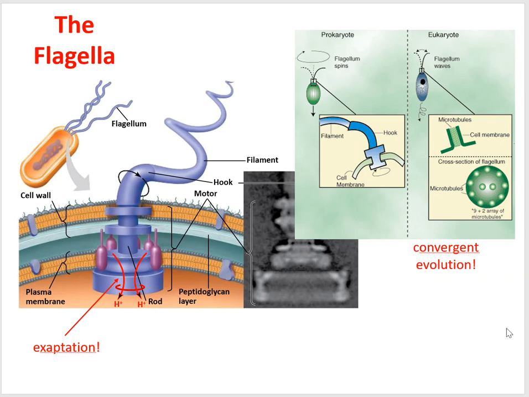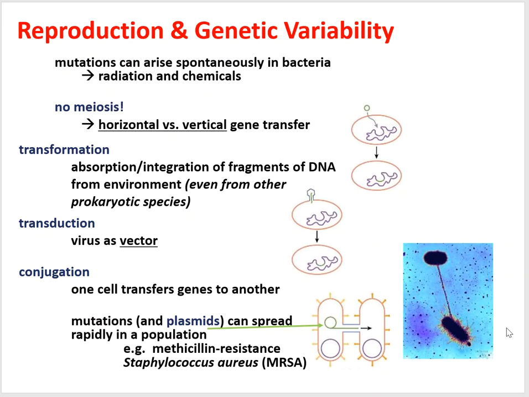All right, exaptation in big scales, convergent evolution in big scales. How about reproduction and genetic variability? So mutations can arise, radiation does it, chemicals do it, but you know how that is with mutations. They can arise spontaneously, so we change a T to a G or something like that. That's not something Mother Nature is really okay with. She's like, you can try it if you want, but you're probably not going to like it.